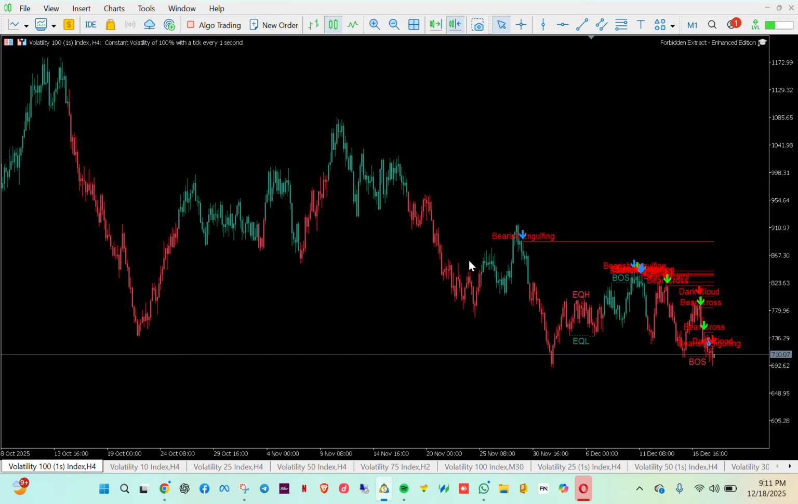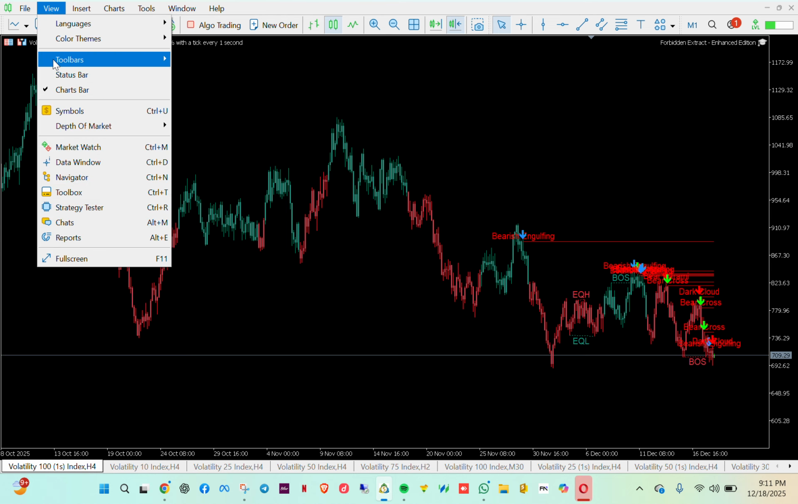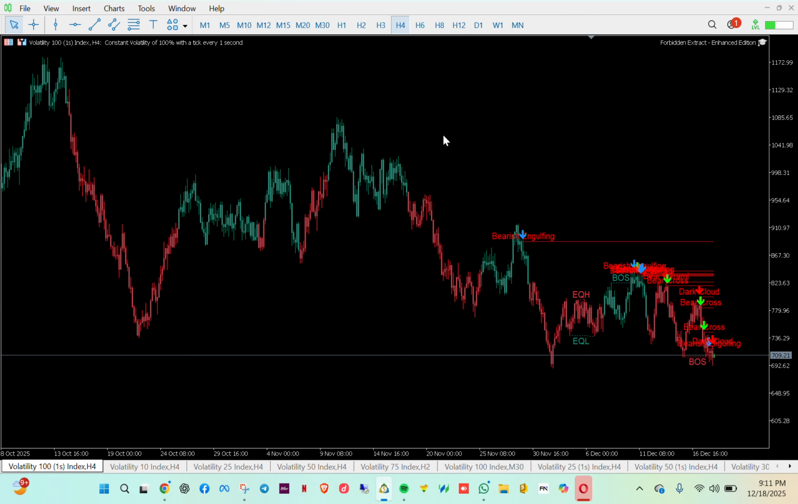And then another thing we are going to be focusing on, which is very, very important, is the break of structure. So I'm going to be showing you the break of structure and how to use it. That alone is going to help you a lot. That alone, break of structure with the combination of the forbidden system, is going to help you.